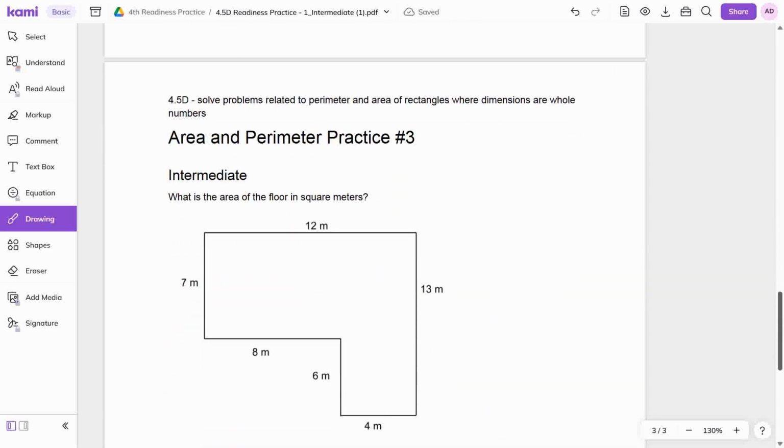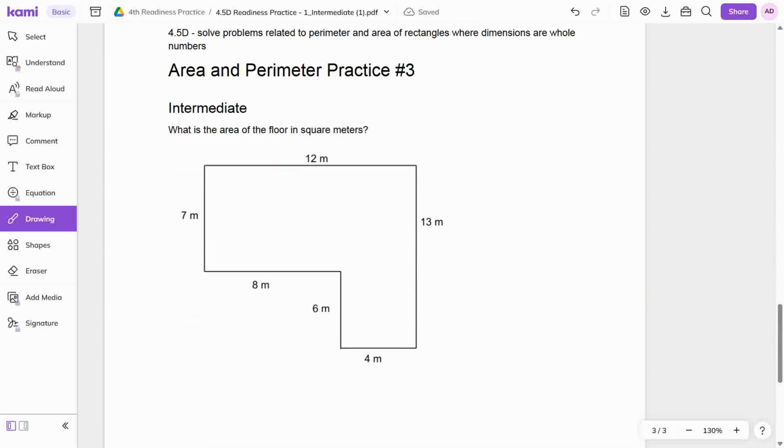And for our third problem, we have a composite shape. So this is a strange looking shape. It's like 2 rectangles, or a rectangle and a square kind of put together. And so you can cut this up in a few different pieces. So watch, if I did this, I can create 2 different rectangles.